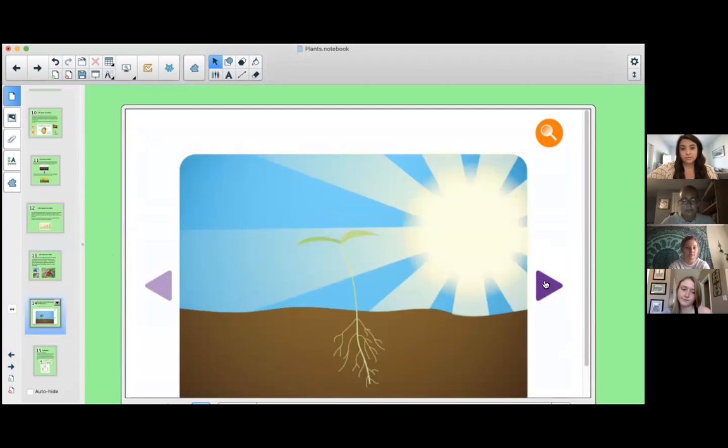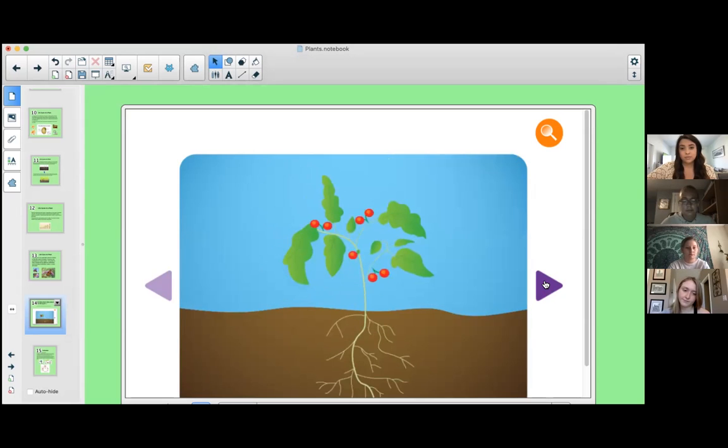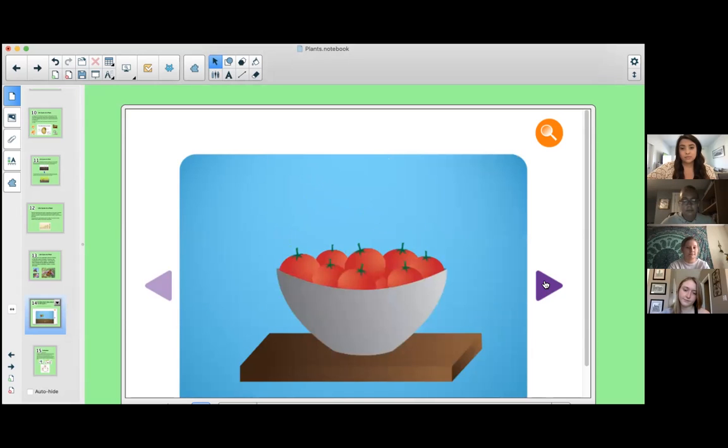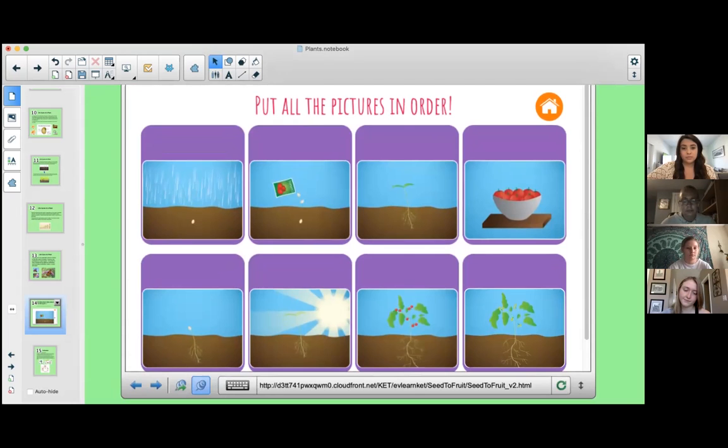The seed is now a plant. The sun gives the plant energy so it can keep growing. Now the plant has flowers. The flowers turn into cherry tomatoes. You can pick the tomatoes to eat. Yum! Put the pictures of the tomato plant in order.